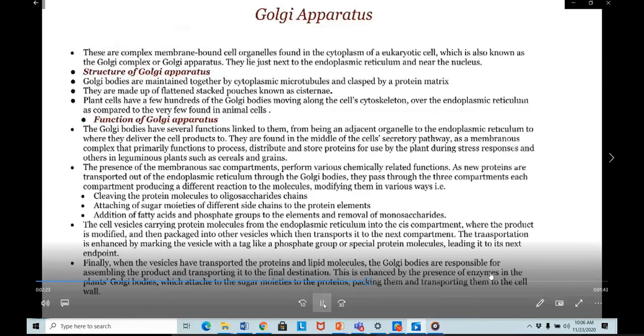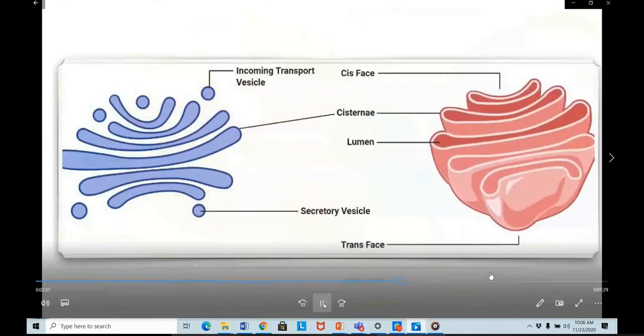Golgi apparatus. They are complex membrane pouch organelles found in the cytoplasm of eukaryotic cells. They are next to the endoplasmic reticulum, near the nucleus. They are cleaving protein molecules to oligosaccharide chains and also attaching sugar moieties of defense side chains to protein elements.